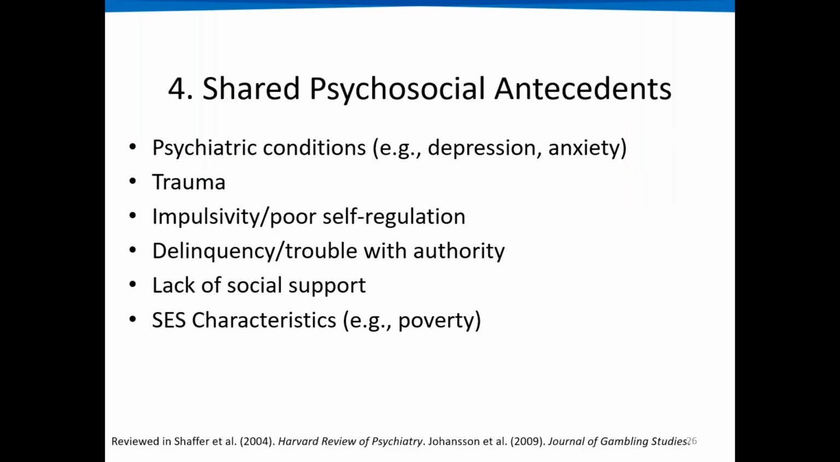Now for shared psychosocial antecedents. I alluded to these earlier, and Dr. Sarah Nelson will describe them in a bit more detail later on. But just briefly, people with many different expressions of addiction often report they experience psychiatric conditions like depression or anxiety, and often report that they experienced them before developing addiction. Other shared psychosocial antecedents include trauma, impulsivity or poor self-regulation, delinquency or trouble with authority, lack of social support, and certain socioeconomic characteristics like poverty.